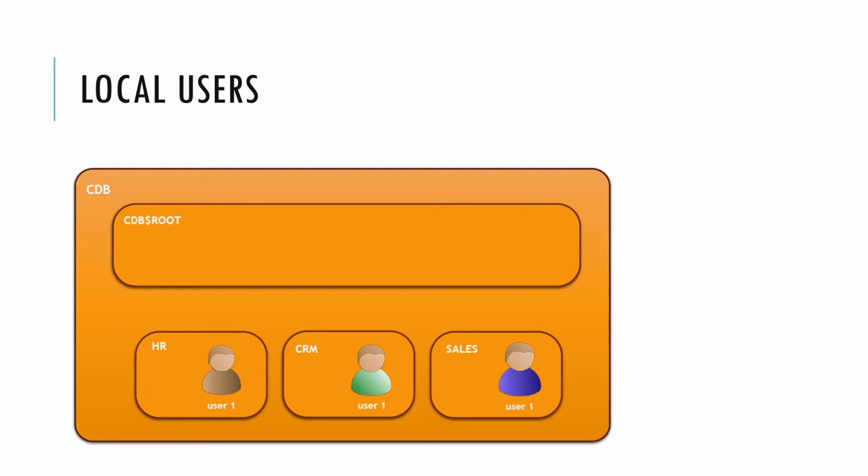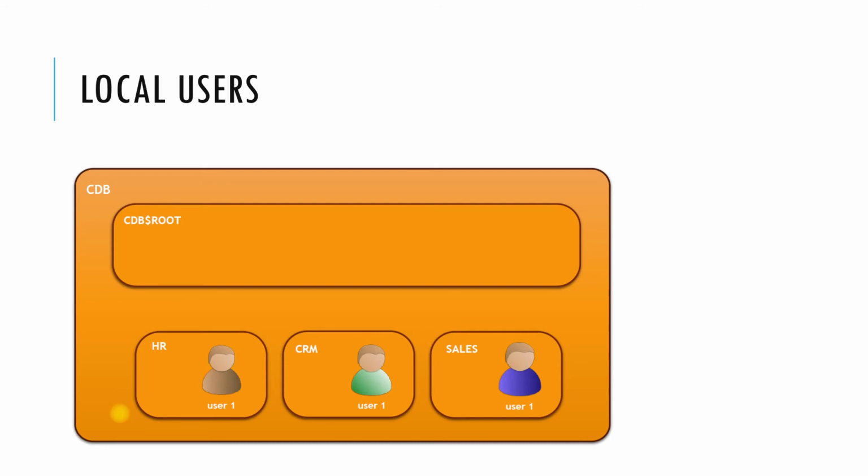It's a powerful container. Whatever users are created there are called common users. And when users are created at the pluggable database level, those are the local users. Let's talk about the local users first. Local users are defined only in PDBs and not known outside of the PDB. It can only connect to the PDB where that particular user is defined.